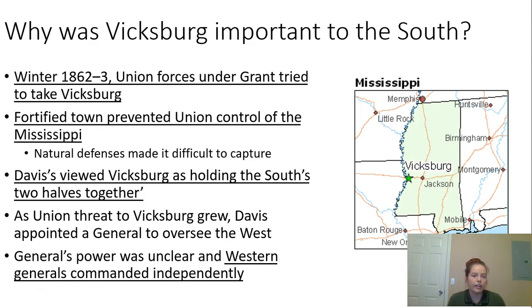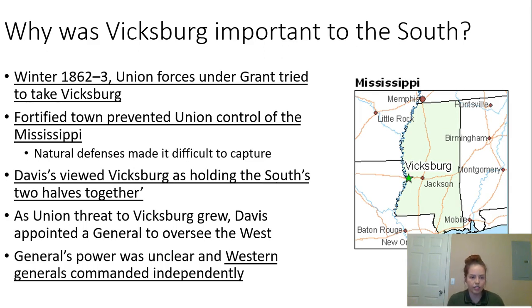The last thing we'll look at is why is Vicksburg important to the South. So we've got Vicksburg, a small little town right along the Mississippi River, and it's important because this is a fortified town that's going to prevent the Union control of the Mississippi. So we have to take over this town in order to go through with part 2 of our plan in dividing the South via the Mississippi River.